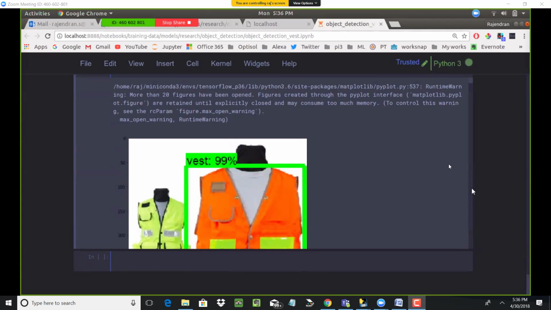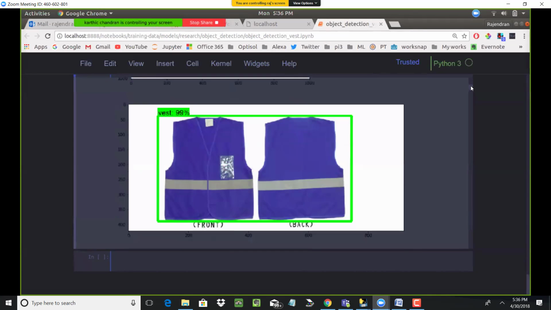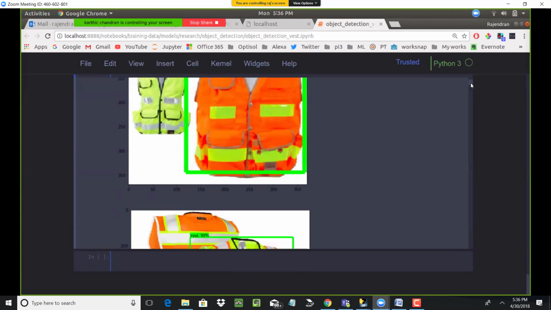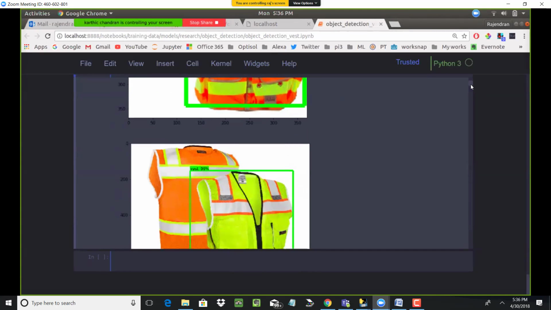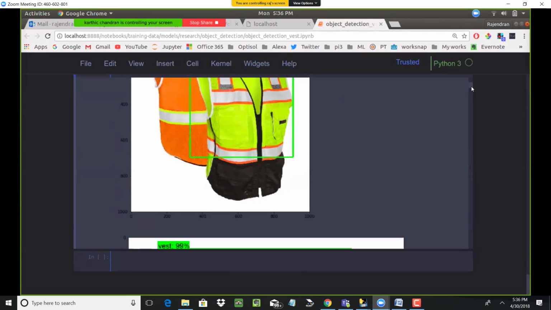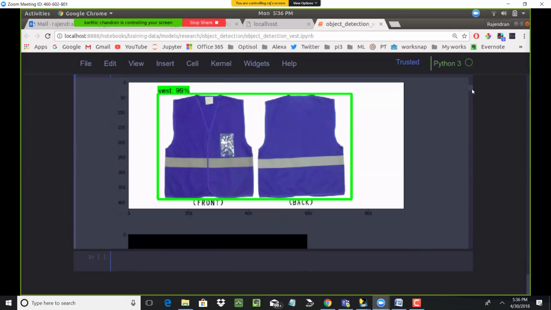Okay, let's try scrolling. Let me see. Where did the ball go? Okay, it did detect it. That's good. Even if there are two west, it puts the bounding box around the first. Okay, so this is a side-by-side west that it captured.